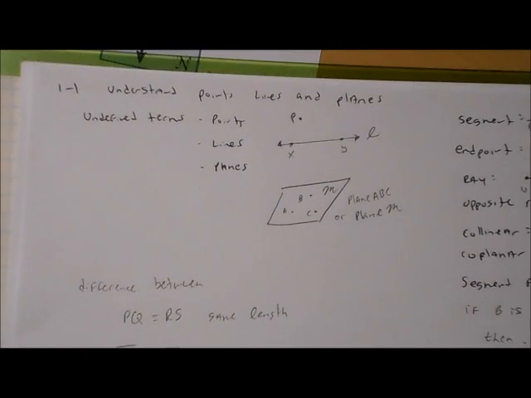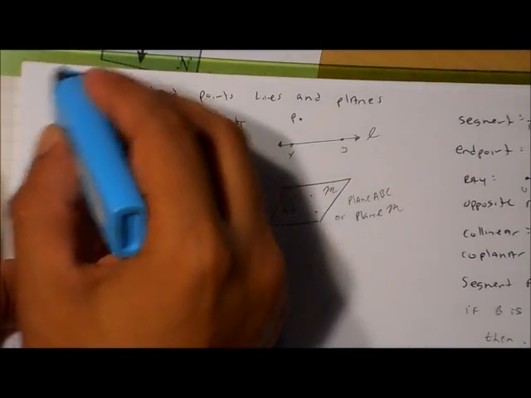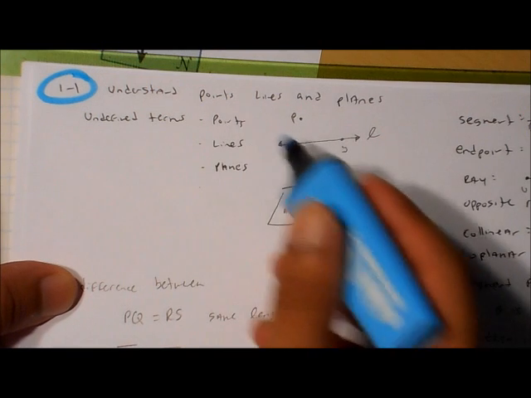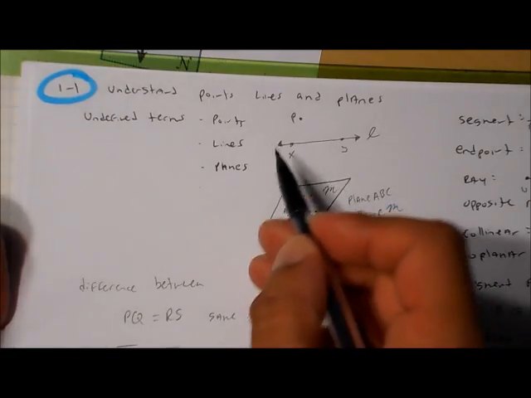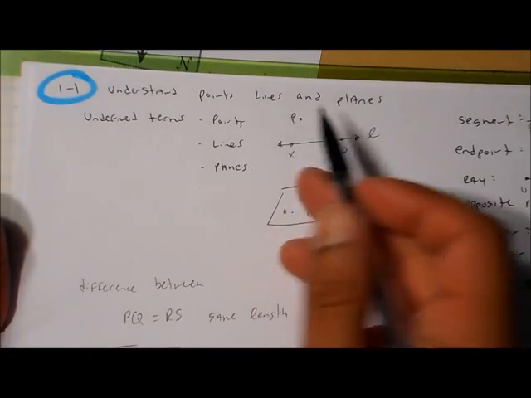Okay, hello. This is the first video for Chapter 1A. In this section, we're going to go ahead and describe 1-1 and understand points, lines, and planes. Now, points, lines, and planes should be straightforward. In this case, I'm just going to describe each little description of each one.